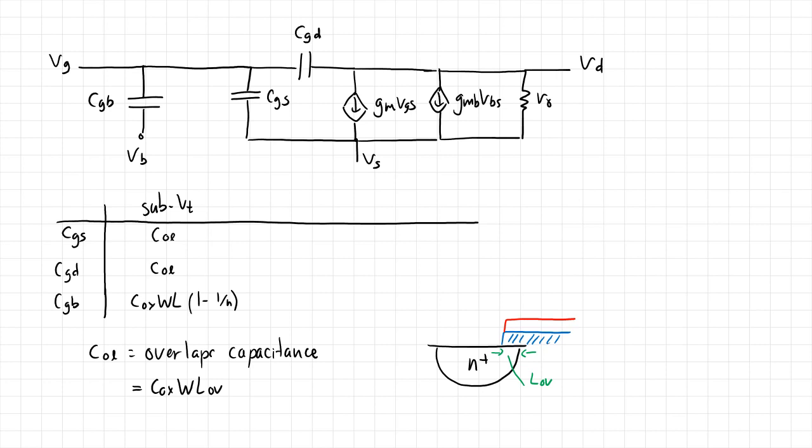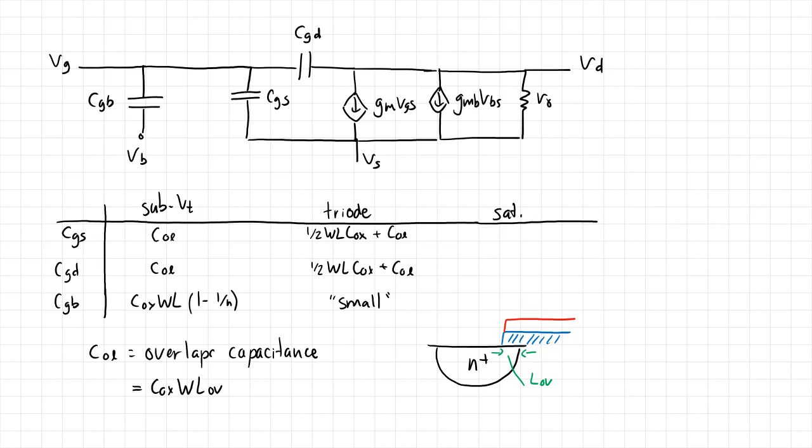Okay, and then in above threshold, we have two regions of operation. We have the triode region of operation. What we say here is that in triode, the channel is inverted, and so we do have conduction there. So we get 1/2 WL times Cox, basically half of the gate capacitance is present there, plus the overlap capacitance is always going to be there. CGD gets the other half, WL Cox, plus COL. And we say that in triode, the CGB capacitance is relatively small. Okay, it's not zero, but it's relatively small compared to the CGS and CGD capacitance anyways.